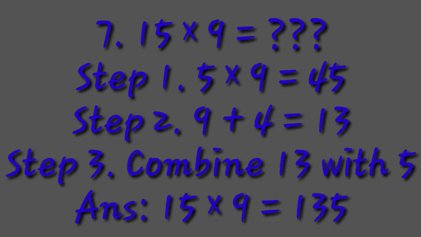The next question was the 7th question, that was 15 into 9. So as usual, step 1 is you have to multiply 5 with 9. So 5 9s are 45. The next step, step 2, is in which you have to add the multiplier with the tens place of 45, that is 4. So 9 plus 4 comes out to be 13. And in the last step, you have to combine this 13 with the 5 of 45. So after the combination of 13 and 5, we get 135, which is the answer of 15 into 9. So 15 9s are 135.